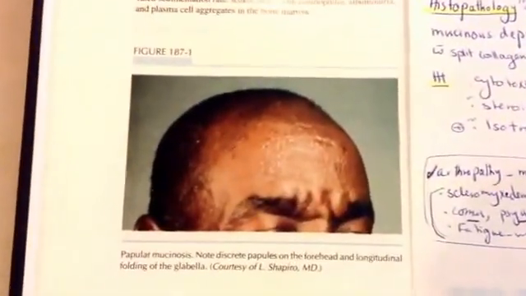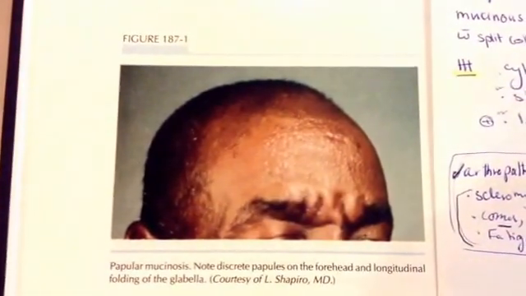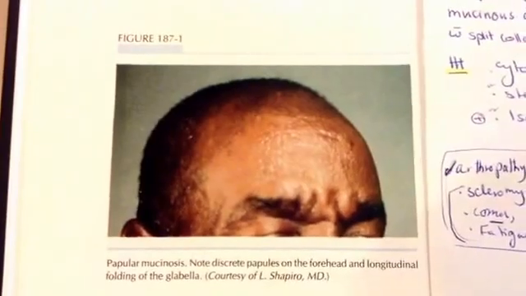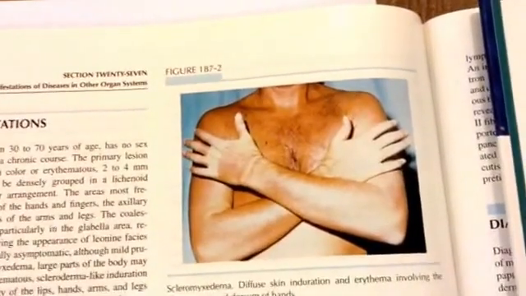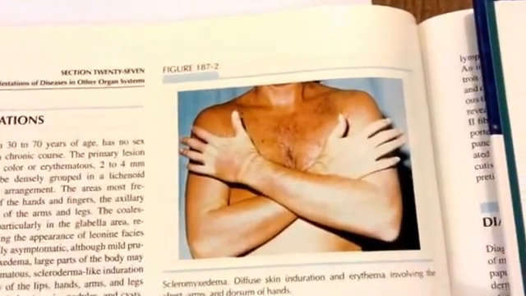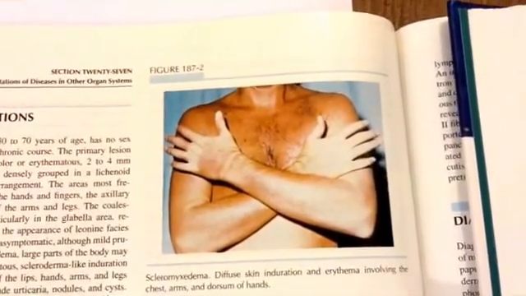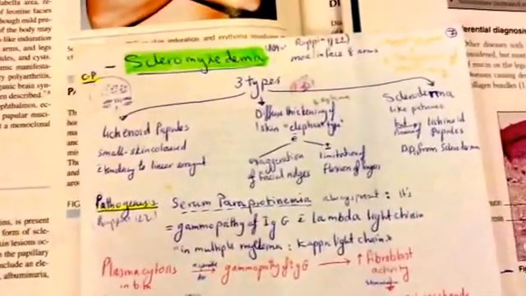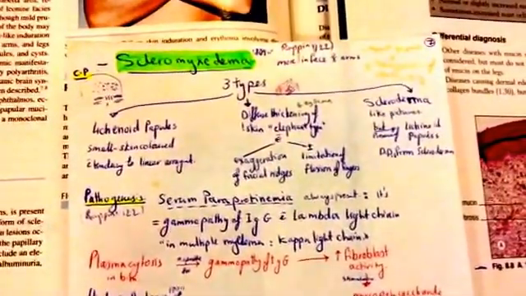As we can see here, this is the papular mucinosis. There are papules of the forehead and longitudinal folding of the glabella, and this is the diffuse part, diffuse skin induration and erythema involving chest, arms, and dorsum of the hand. And of course the third type is the scleroderma-like picture, but with lichenoid papules. So this is the scleromyxedema.